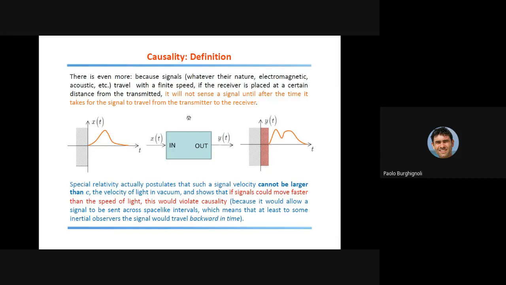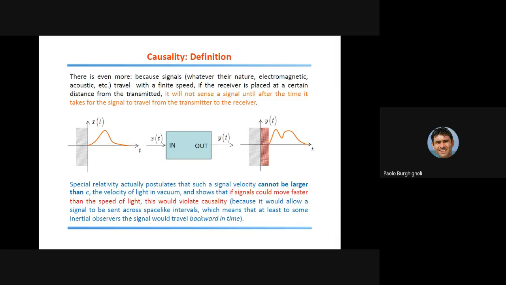And this propagation speed actually depends on the wave you're employing, but take into account that there is a profound implication of special relativity, which postulates that no signal velocity can be larger than the velocity of light in free space. And in particular, if your signal could move faster than this speed of light in free space, then this would violate causality.